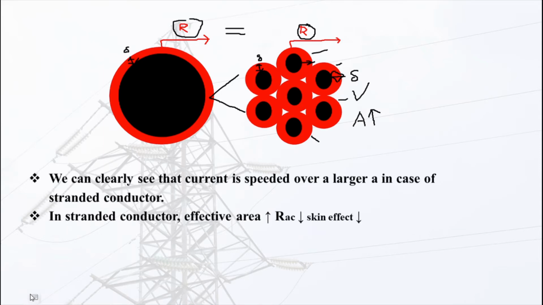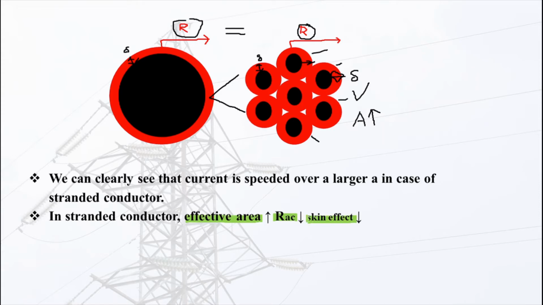It means the effective cross-sectional area of a stranded conductor is higher, or it increases. And when effective cross-sectional area increases, then resistance, or we can say AC resistance, decreases, because we know that resistance is inversely proportional to area. So when effective area increases, resistance decreases, and when AC resistance decreases, skin effect also decreases.